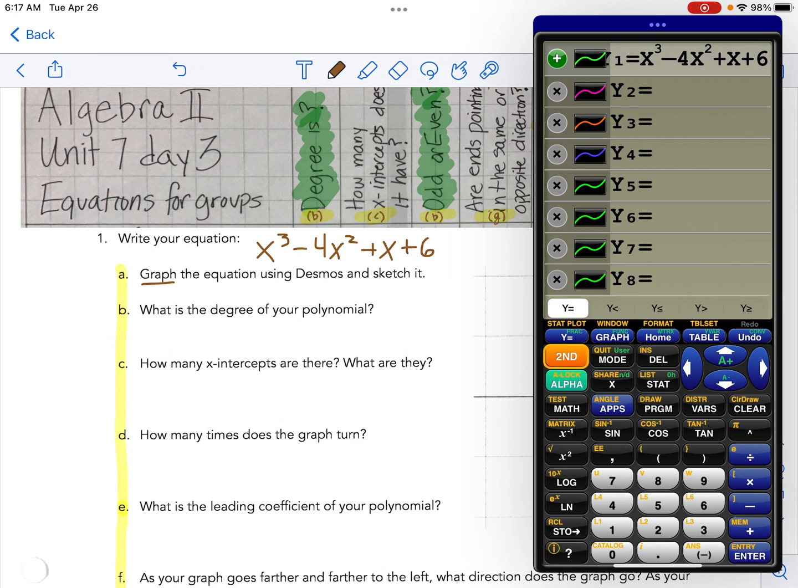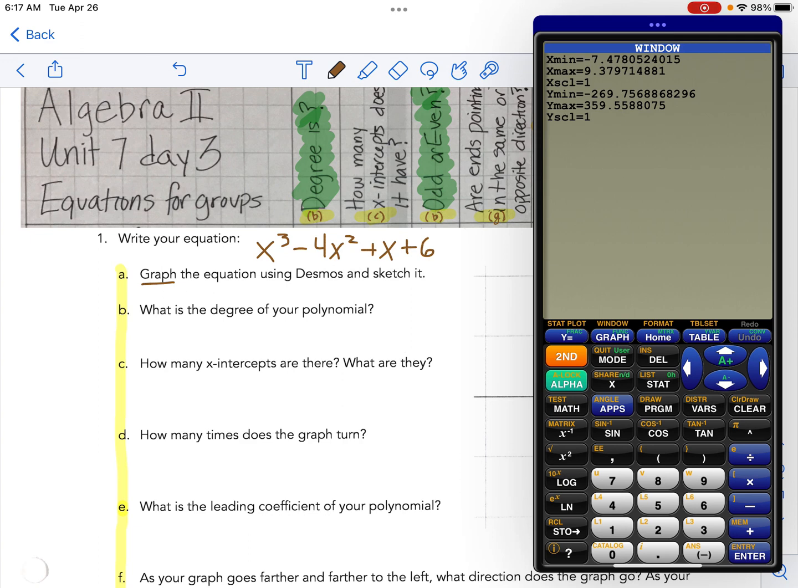I'm going to look at my window here, my parameters, and if you notice, my parameters are all these kind of weird numbers. I'm going to make that a little more uniform. I'm going to go from minus 10 to plus 10 with a scale of 1 on the x-axis, and same for the y, minus 10 to plus 10, scale of 1. That's always a good standard window. Okay, so when I graph this, we're going to make some observations here.